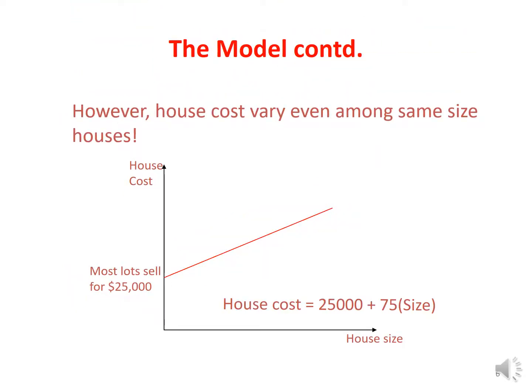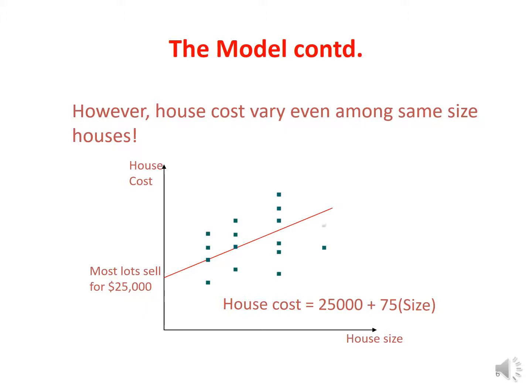However, the house costs vary even among some same size houses. In reality, when you try to see, you can't really say a 1,000 square foot house will cost the same amount always. I'm talking about the same locality, not different localities. Even in the same locality, with the same number of bedrooms and same features, the cost may vary. So we have to account for that.